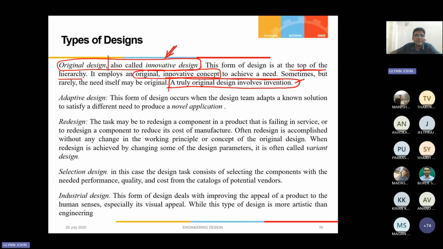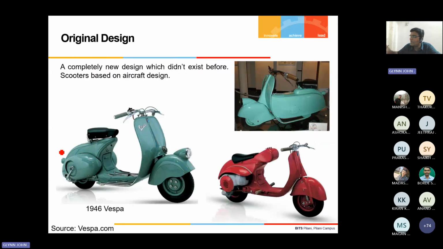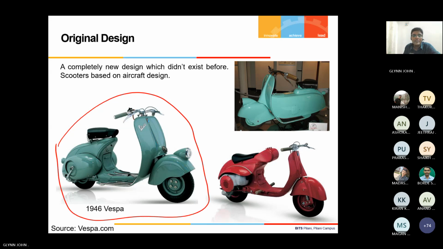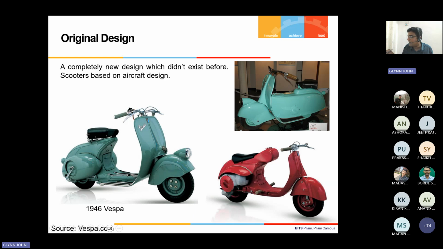Now let's look at an example. When you look at this particular scooter, it looks very familiar to us, right? The scooter looks very, very familiar. Now, this is a 1946 Vespa, right? 1946 Vespa.